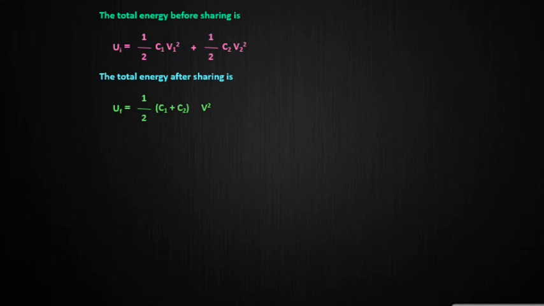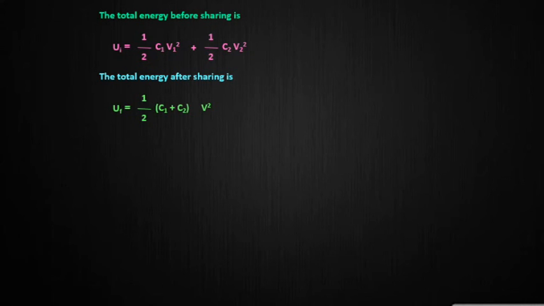Initially, the first capacitor will have an energy of half C1 V1 square, and the second capacitor will have an energy of half C2 V2 square. Therefore, the total energy before sharing or before connecting the two capacitors is given by U is equal to half C1 V1 square plus half C2 V2 square. When we connect these two capacitors, their total capacitance will be C1 plus C2, and the potential will be the common potential V. Therefore, the total energy after sharing is U final is equal to half C1 plus C2 into V square. Now, let us find the difference between these two energies.